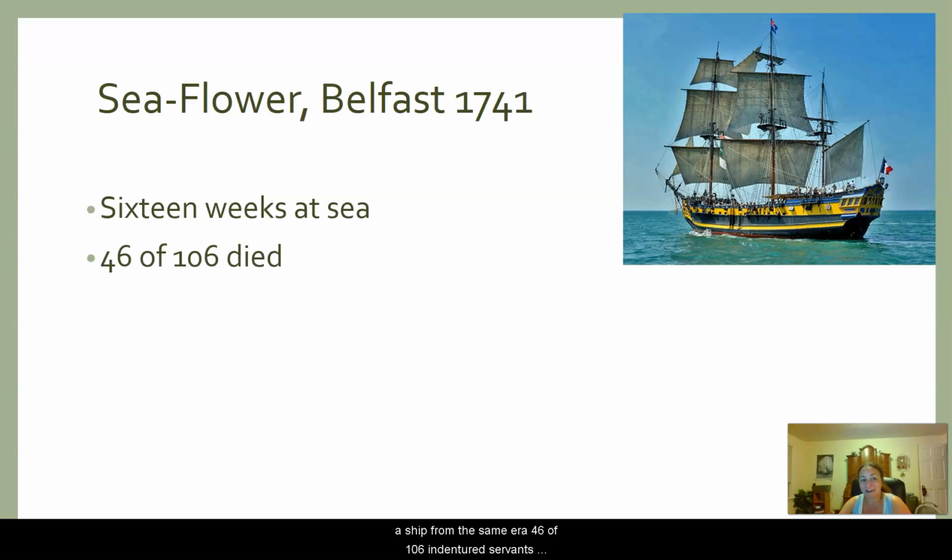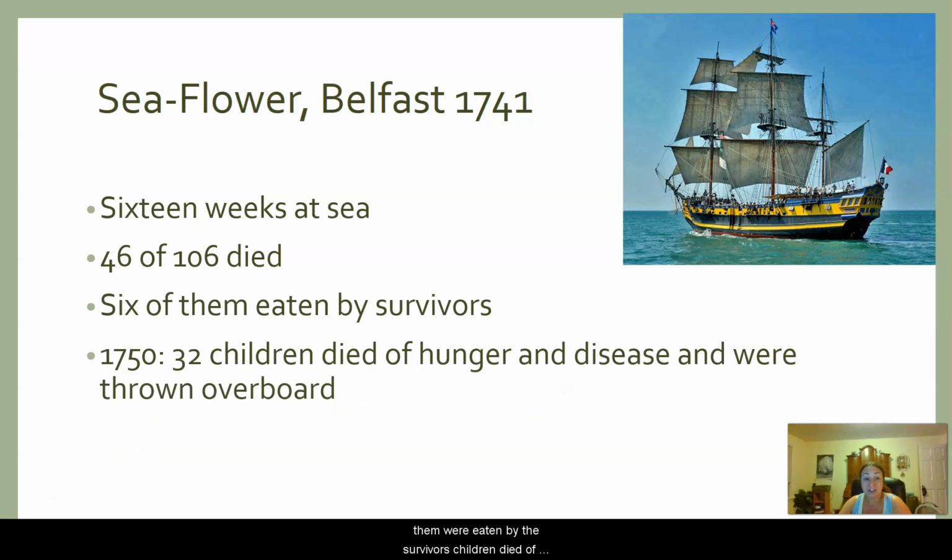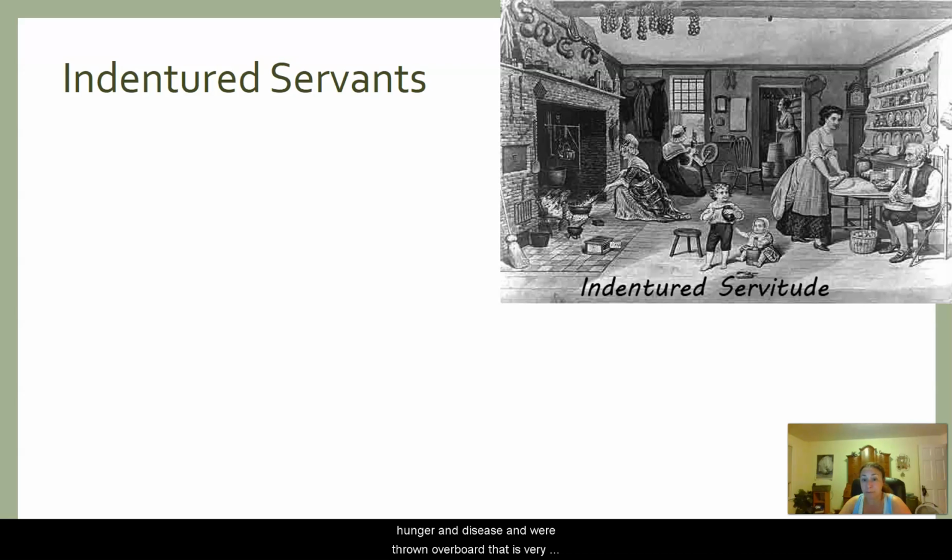And so we know that on the Belfast, here's a picture of a ship from the same era, 46 of 106 indentured servants, or people coming to become indentured servants, died. Six of them were eaten by the survivors. Children died of hunger and disease and were thrown overboard. That is very similar in many ways to what was happening on the second leg of the transatlantic slave trade. I mean, not to the same severity, but the fact that people were starving, dying on these ships and then just being thrown overboard, that was something that when the African slaves met the indentured servants, they realized that they had something in common, a shared common experience of being at the whip of the master.